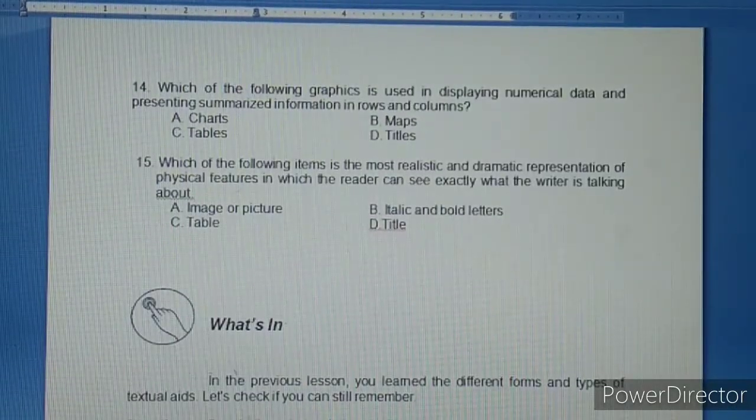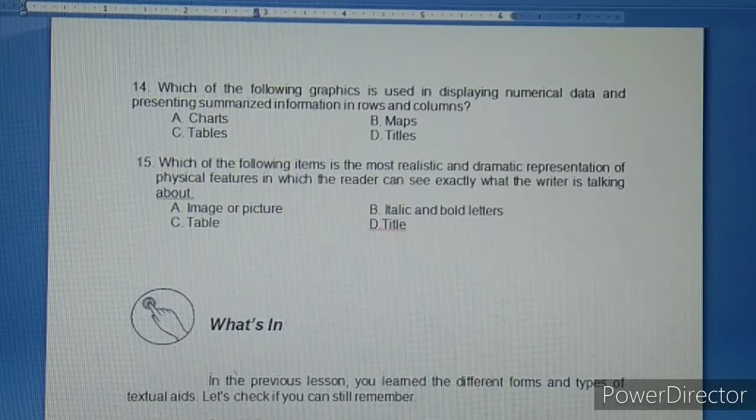Now let's move on to number 14. Which of the following graphics is used in displaying numerical data and presenting summarized information in rows and columns? So you all know about that already. So the correct answer is letter C, tables.